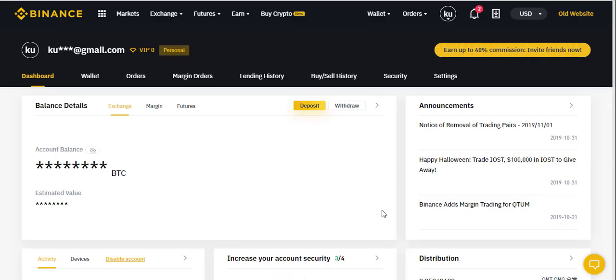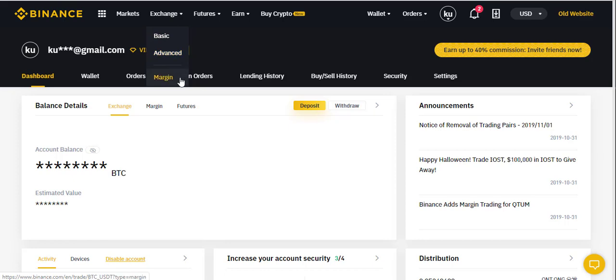Right, so in order for you to be able to buy and sell cryptocurrencies on the Binance platform, you'd have to head over to the exchange icon at the top of the page. And as you can see, there are three options here. You've got basic, advanced, and margin.